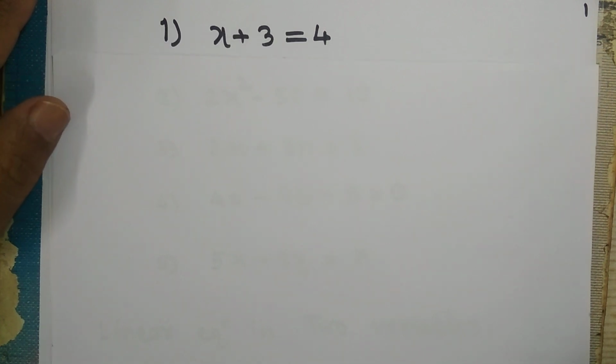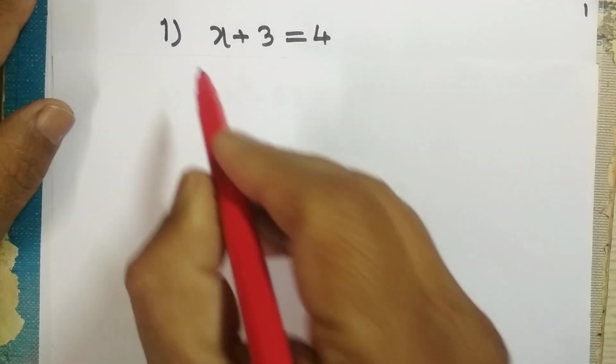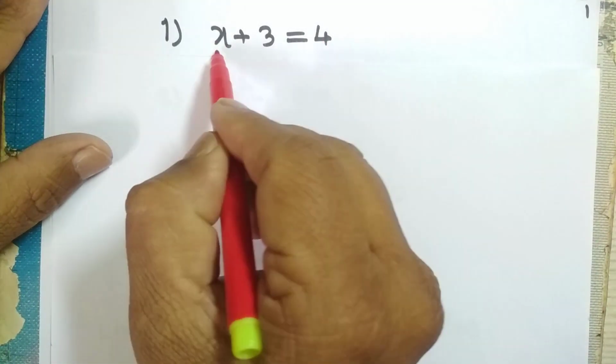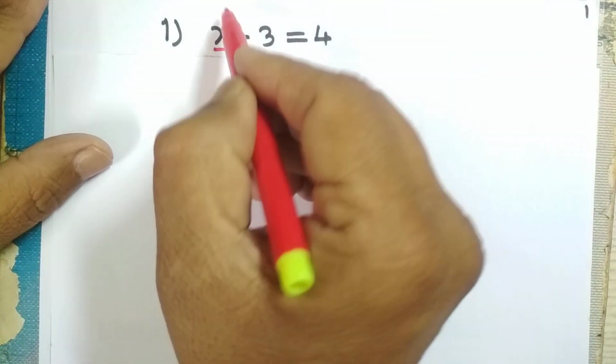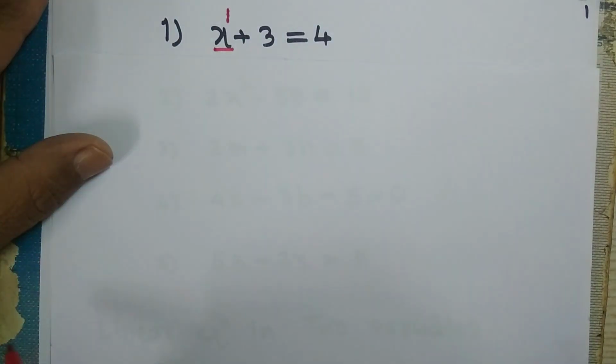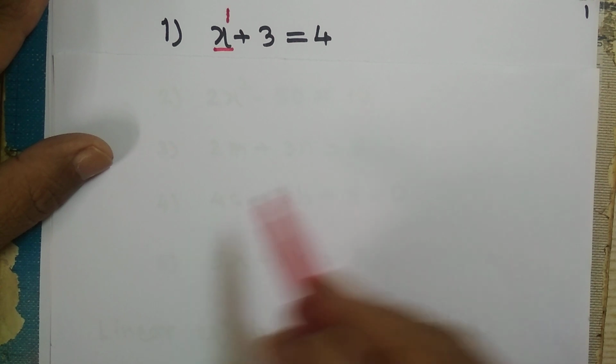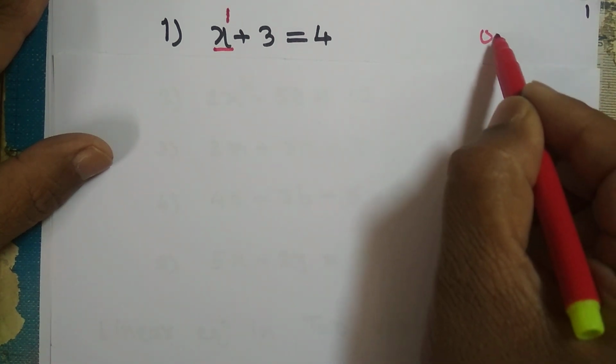We have to see some equations here. First equation, x plus 3 is equal to 4. X is the variable and its degree will be 1. Therefore, we say this is linear equation in one variable.